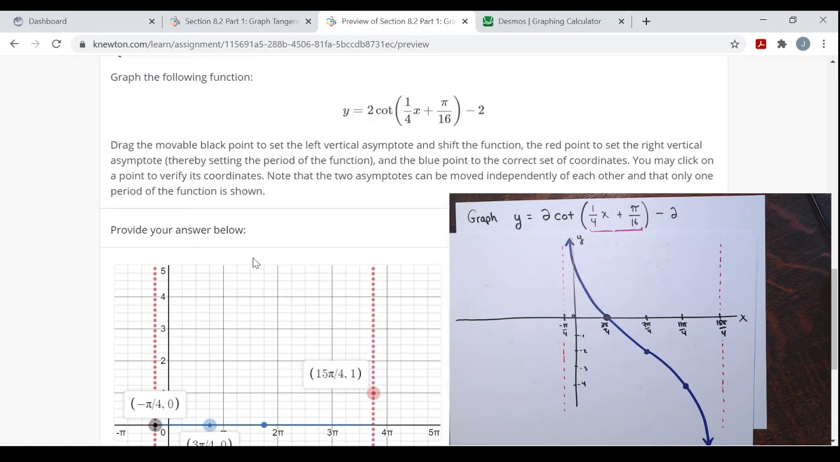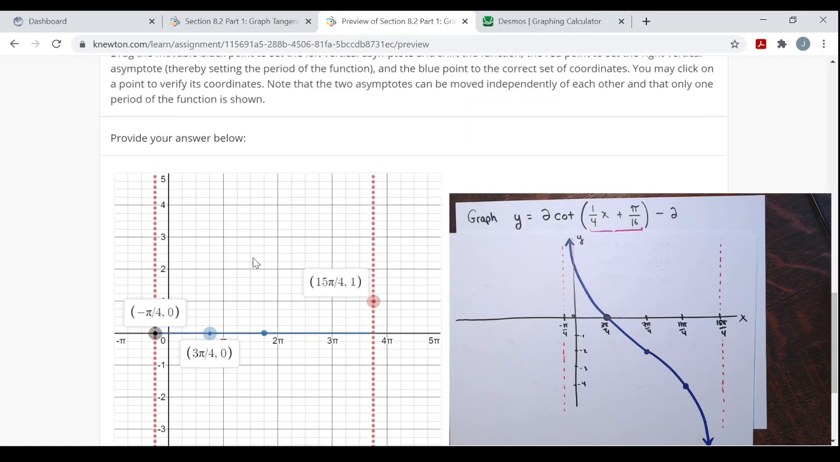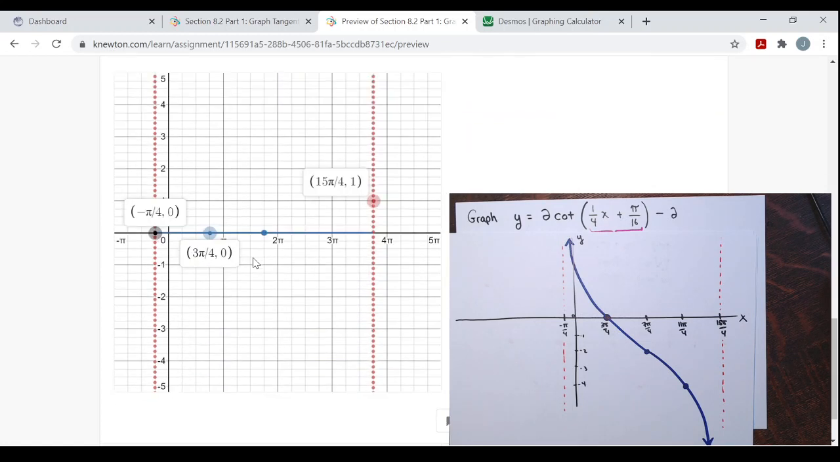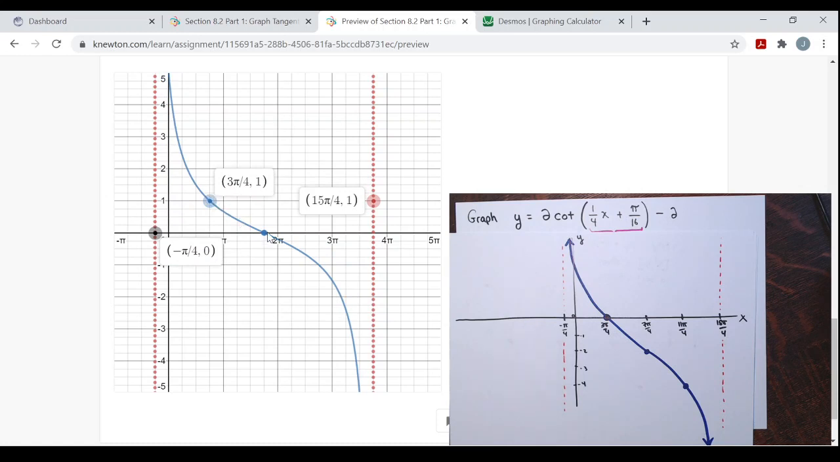And the blue point to the correct set of coordinates. Well, I can't move this one. Why not? Alright, I'm going to pause this for a second and try to figure this out.